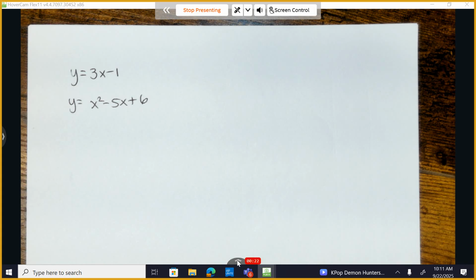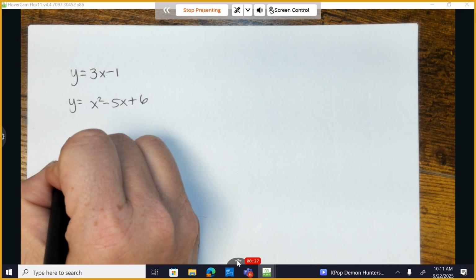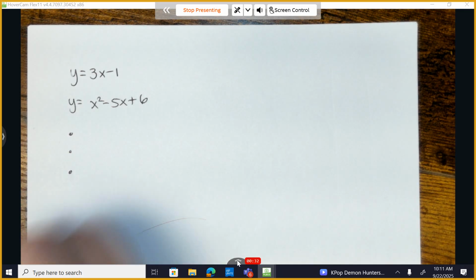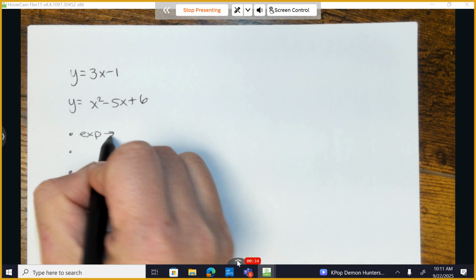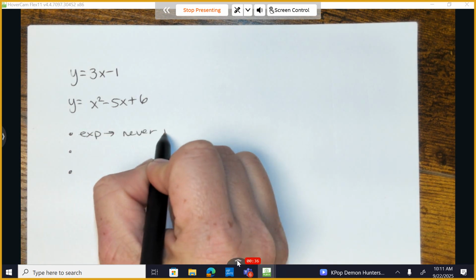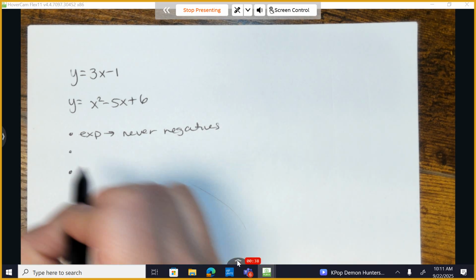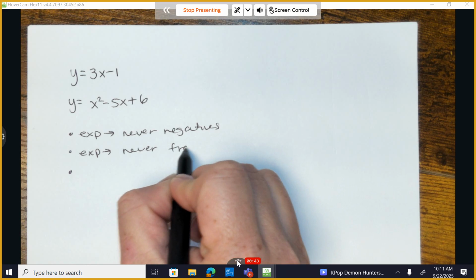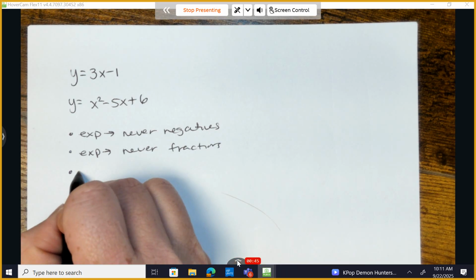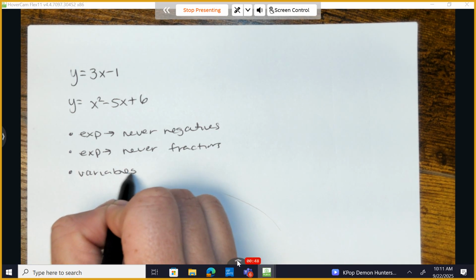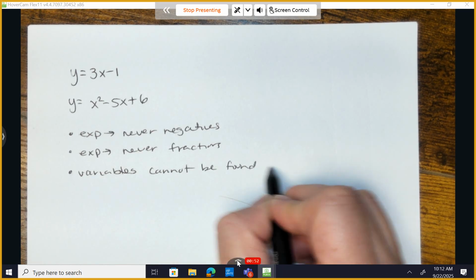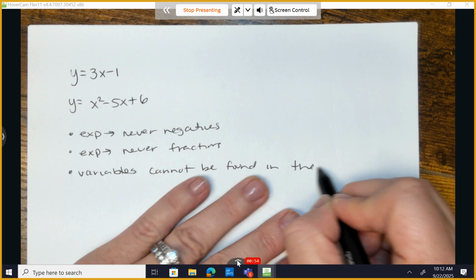Now we're going to learn how to sketch graphs of polynomial functions. So polynomial functions have 3 rules to them, 3 major rules. One is the exponents are never negative, so no negative exponents. Also, the exponents are never fractions. And lastly, variables cannot be found in the denominator.